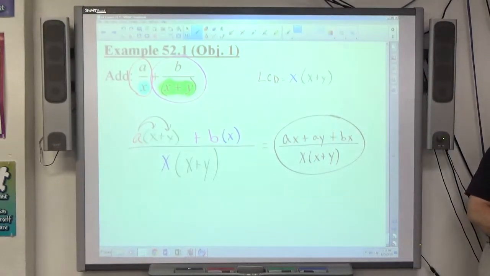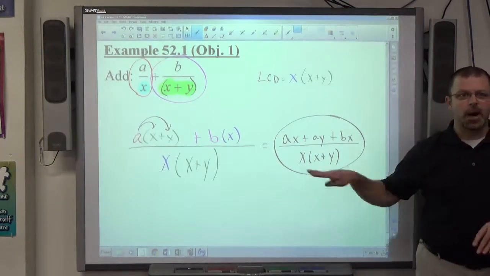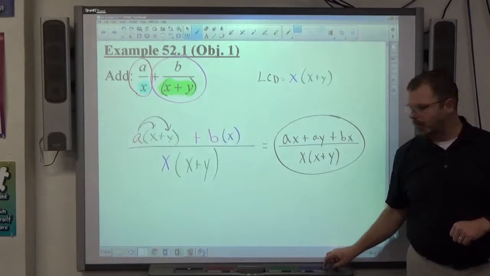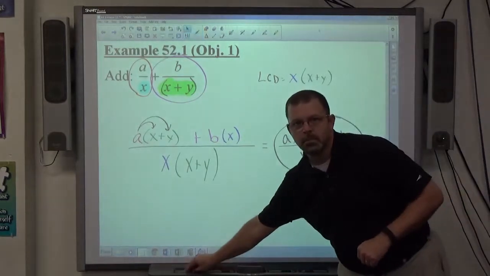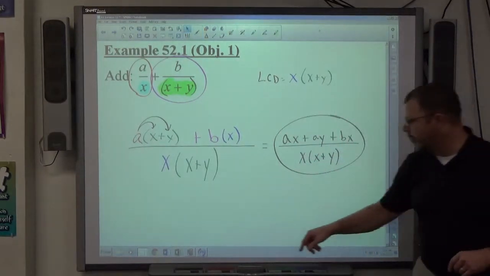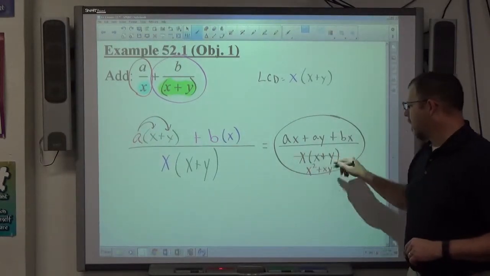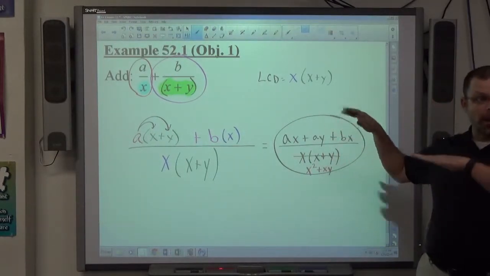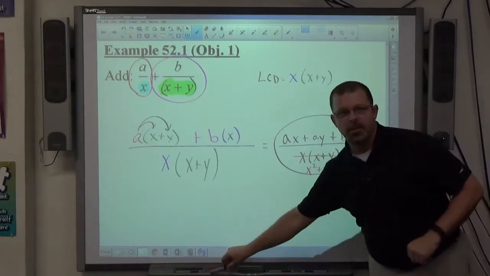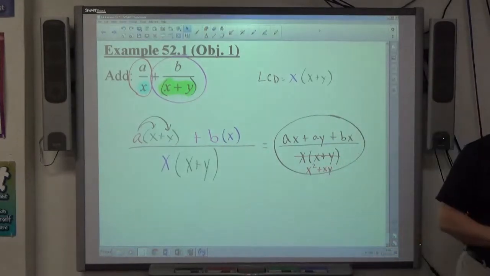You want to distribute the bottom? Well, you can if you want to, but you don't have to. I want the top completely simplified. The bottom can stay just like that, in the multiplied form. If you would distribute it, would it be x squared plus xy? Exactly. If you did distribute, it would be x squared plus xy. That would also be legal, just as long as that stuff's on top over that. The top does have to be completely simplified. Make sure you do that.